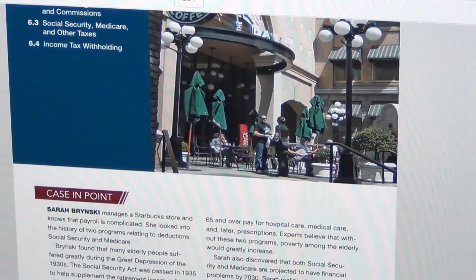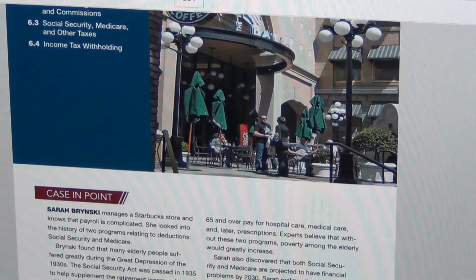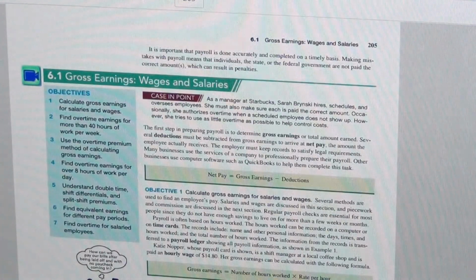Simply said, the payroll process is really not that complicated of a deal. It's just a lot of steps you have to go through in order to make it happen. So sometimes it gets confusing, but the good news is it's repetitive in nature, so once you get it down, you got it pretty well.